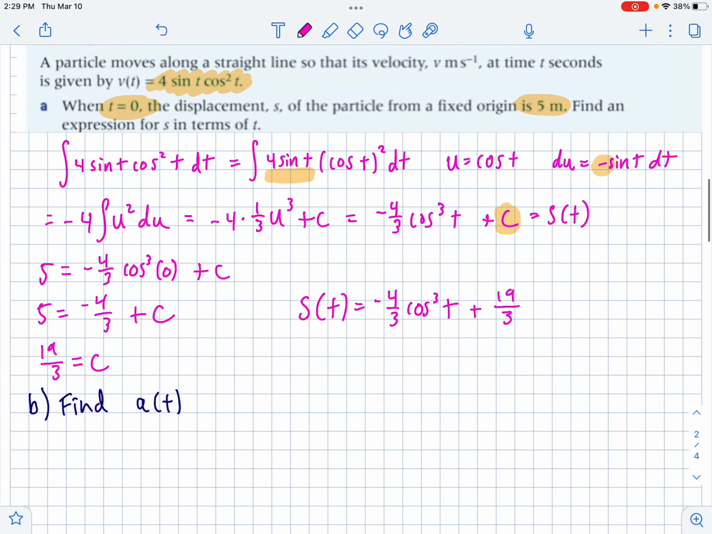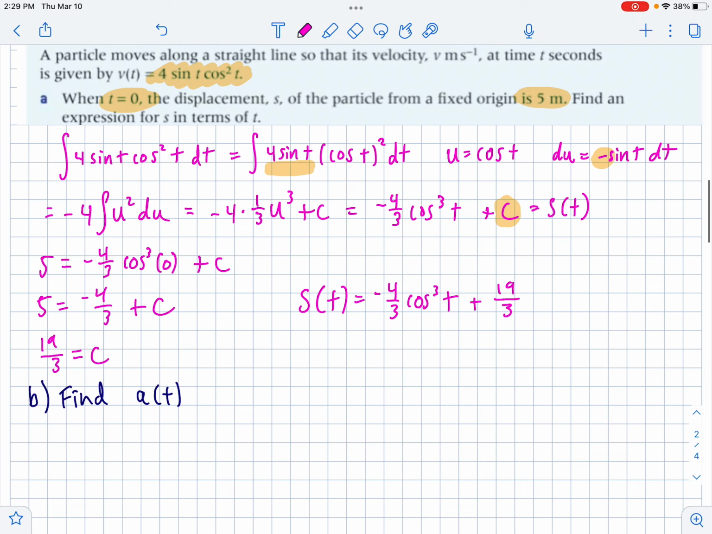This next part says find a of t. Well, to find a of t, we need to take the derivative of velocity. So v prime of, here, let's write v of t first. So velocity equals 4 sine t multiplied with cosine squared t.